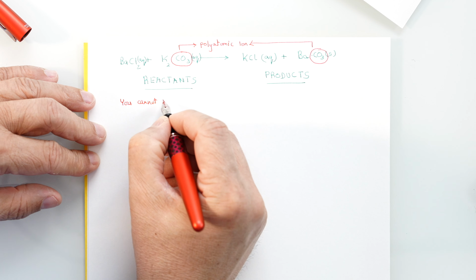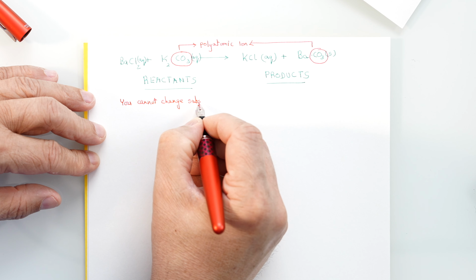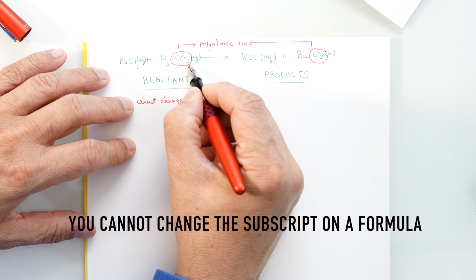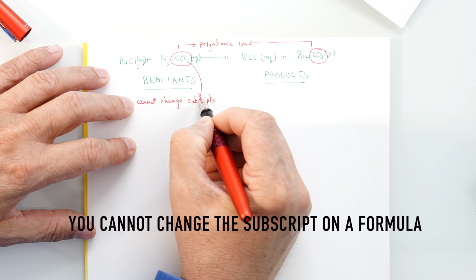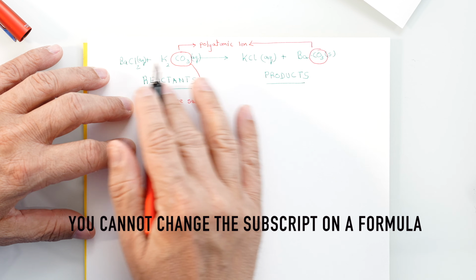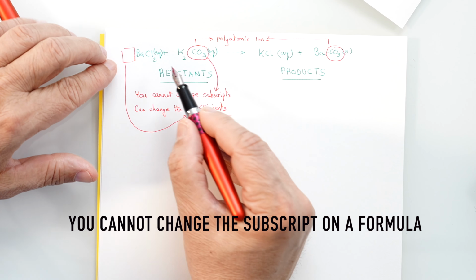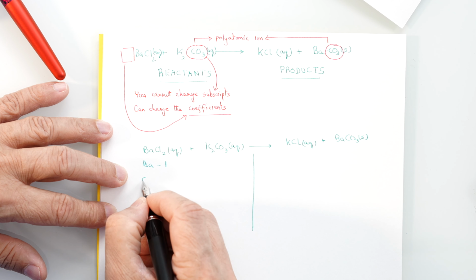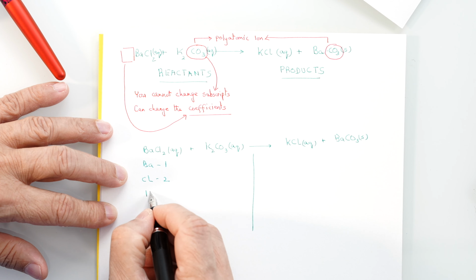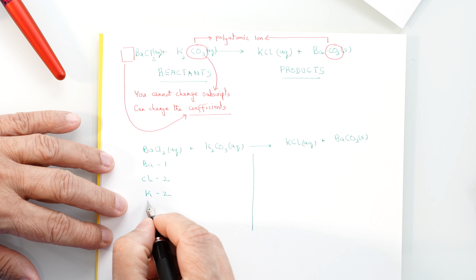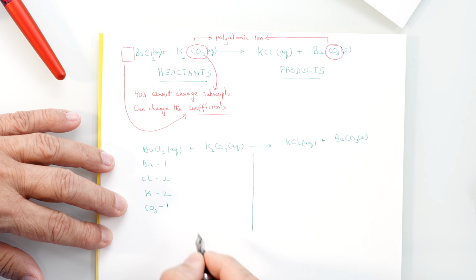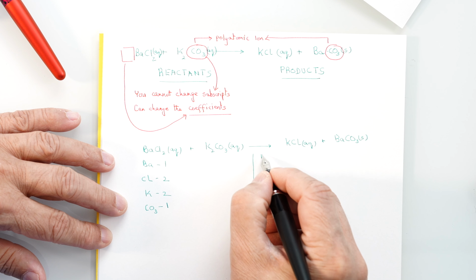Things to keep in mind. You cannot change the subscripts. And subscripts are these numbers written down below. So for example, that would be a subscript. That's what I mean by subscript. You can never change these numbers. You can change the coefficients. Remember, if there's nothing written, there is a 1. Barium, there's 1. Chlorine, there's 2. Potassium, there's 2. And the carbonate ion, as I mentioned earlier, we're not breaking it down. We're keeping it together.